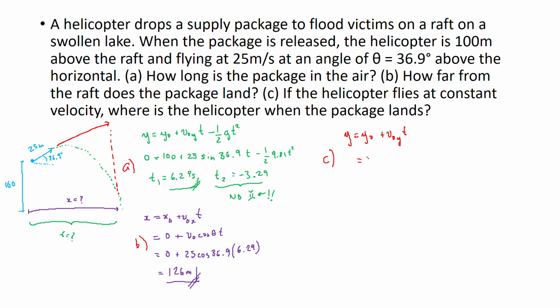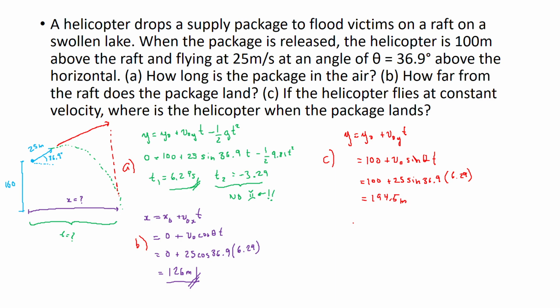So initial position in y is 100 plus the velocity v0 sine of theta times time. That is 100 plus 25 sine of 36.9 times 6.29, and that's gonna give us 194.5 meters. This is my answer.